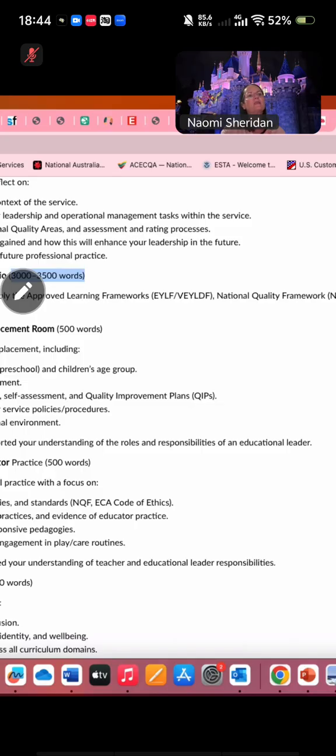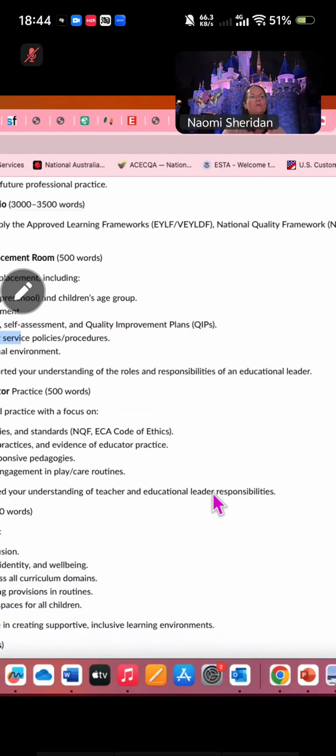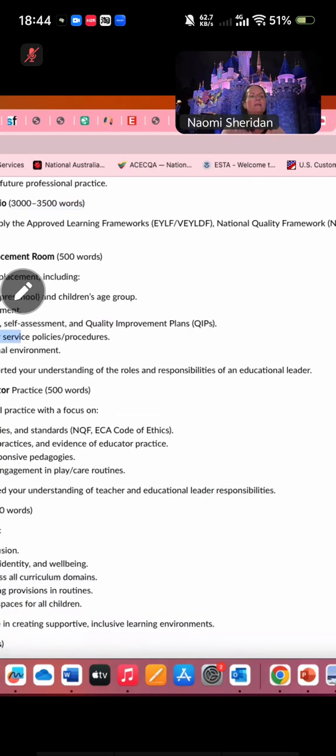So you'll notice that some of this is similar. What type of service is it? What's the service philosophy or mission statement? What's their assessment and rating overview? What does their self-assessment look like, or their quality improvement plan? Outline some of the daily routine and key service policies and procedures, and looking at your initial impressions of the professional environment. I'm not going to go too much in depth with this one at the moment. We'll just highlight some of the key points.